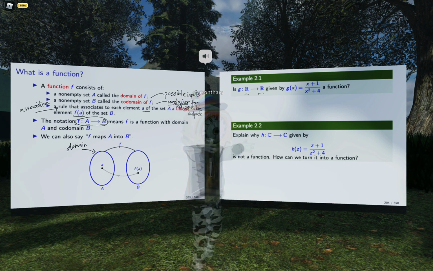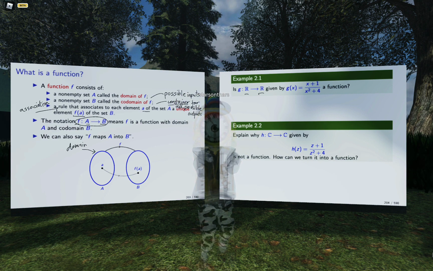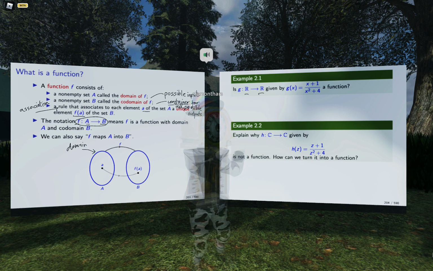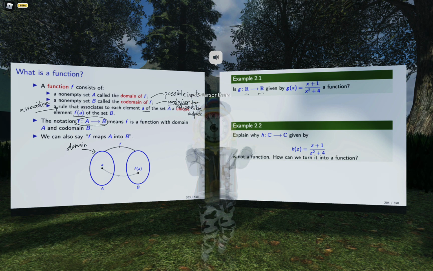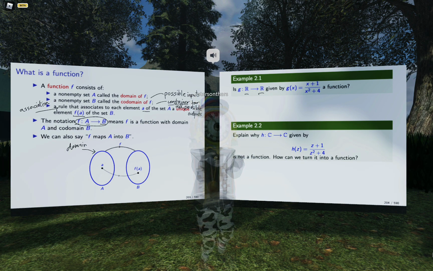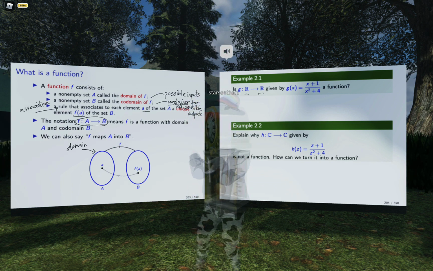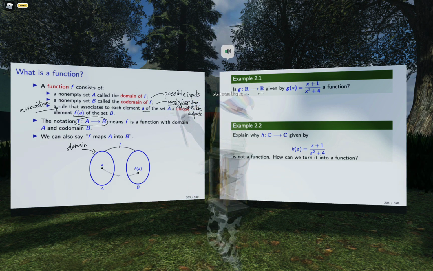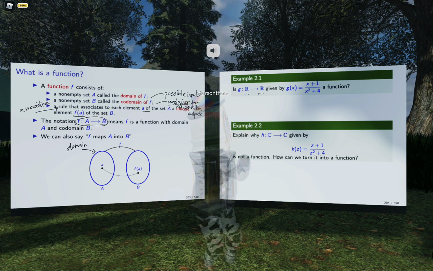I'm going to emphasize now something I'll repeat several times in this lecture. A function is not the rule on its own. You're used to thinking about a function as being f of x equals x squared, just the rule itself. But now we're going to be quite particular about a function being these three things, not just the rule itself.